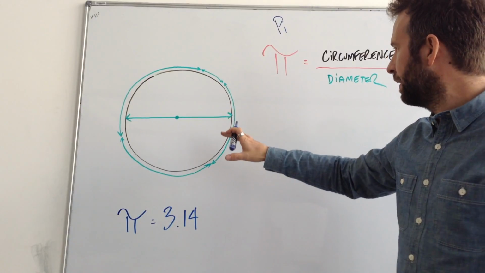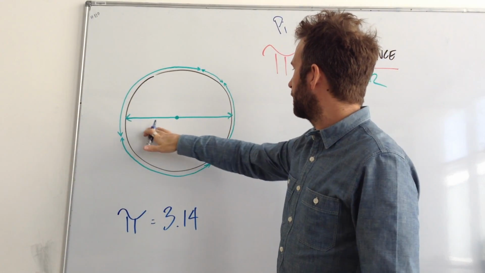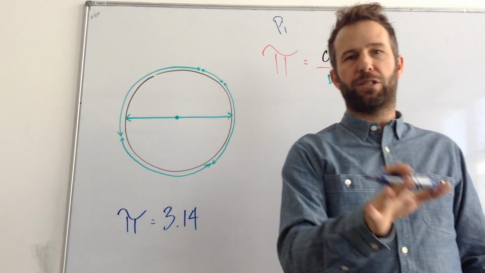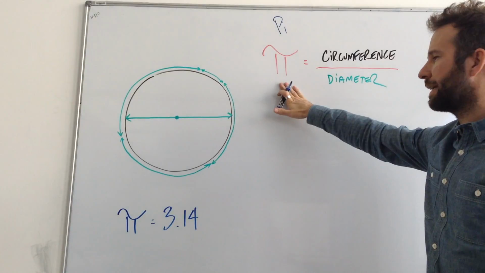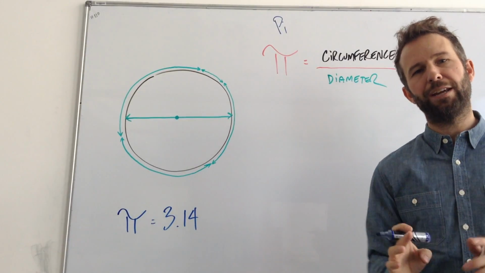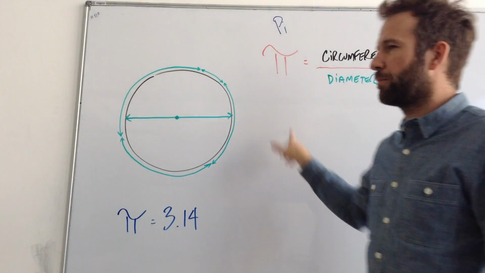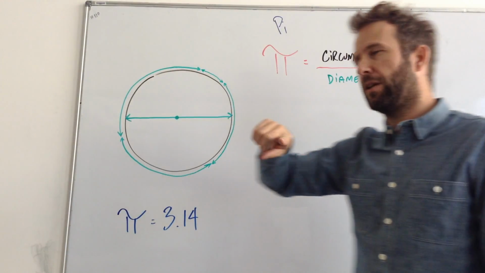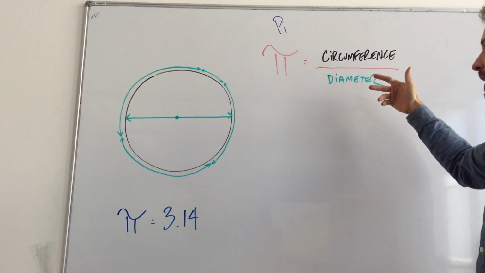Anyway, let me explain. So here we have a circle. As I showed you in the previous video, we talked about this being the diameter of the circle. Now, pi is a relationship, it's a ratio between the circumference of the circle, in other words, the distance around the circle, and the diameter itself. So there's a ratio happening there.